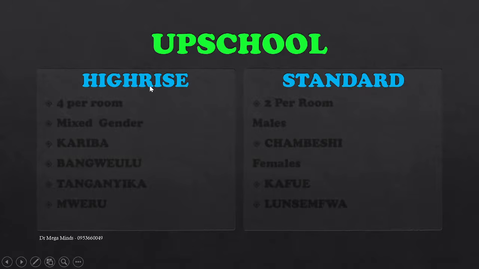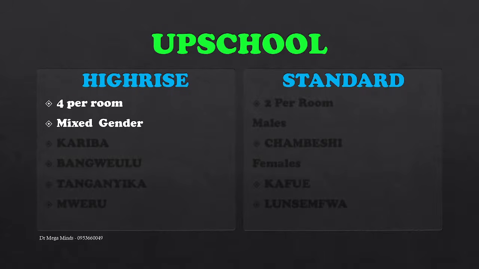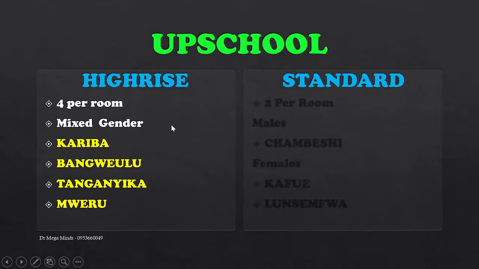We begin with high-rise. The high-rise hostels, I already said, are for 4 people in a room. They are mixed gender. Room 1 girls, room 2 boys, room 3 girls, just like that. And what hostels specifically are there? We have Kariba, Bangwehulu, Tanganyika, and Mweru.